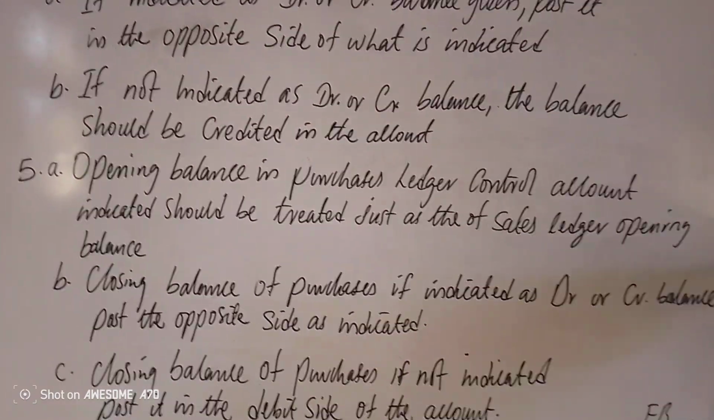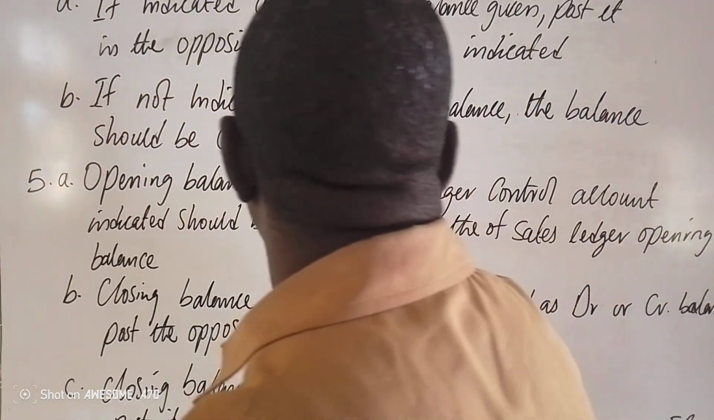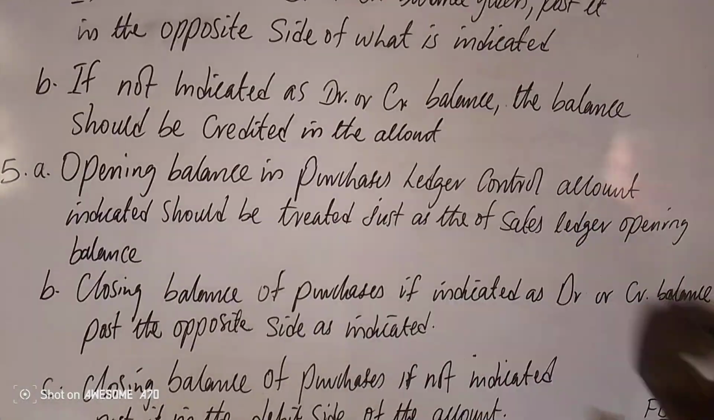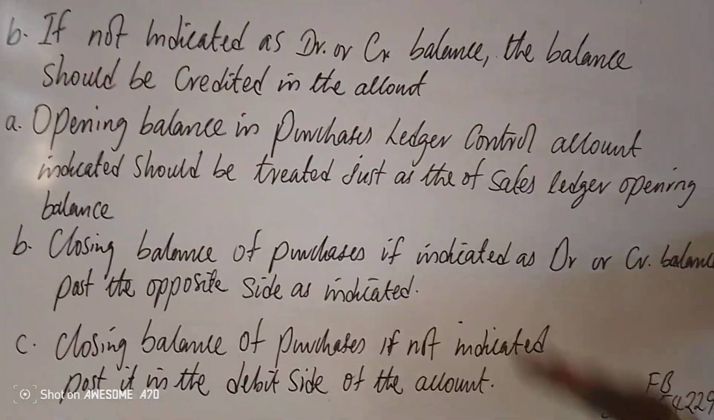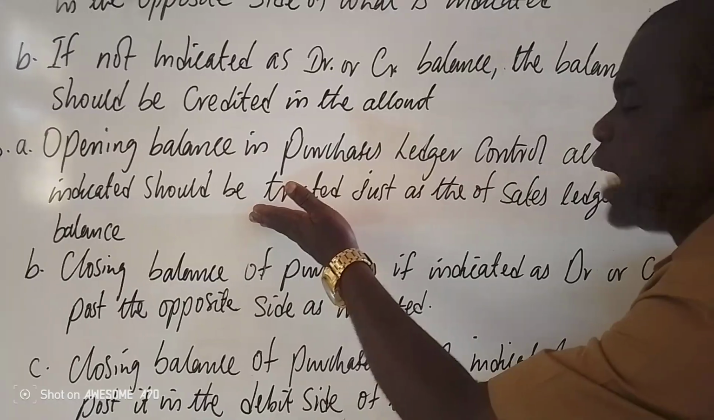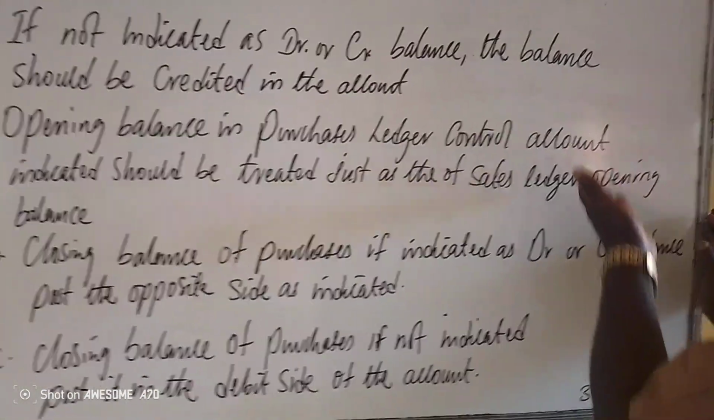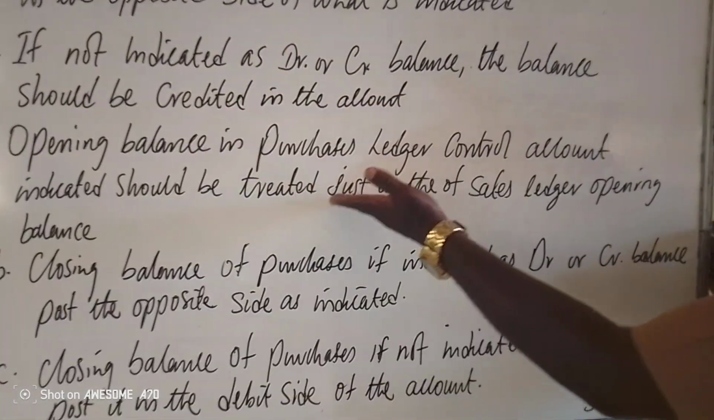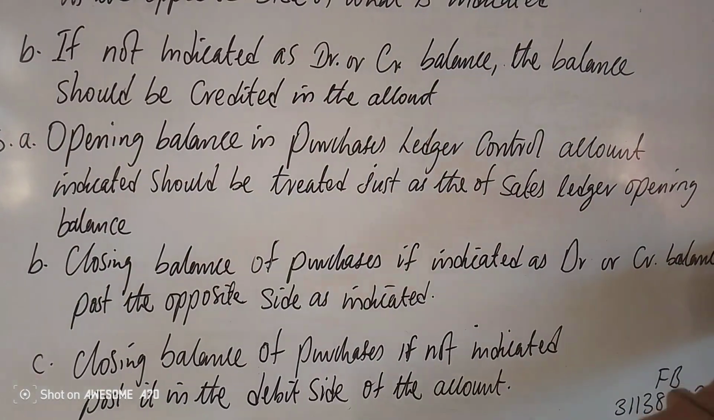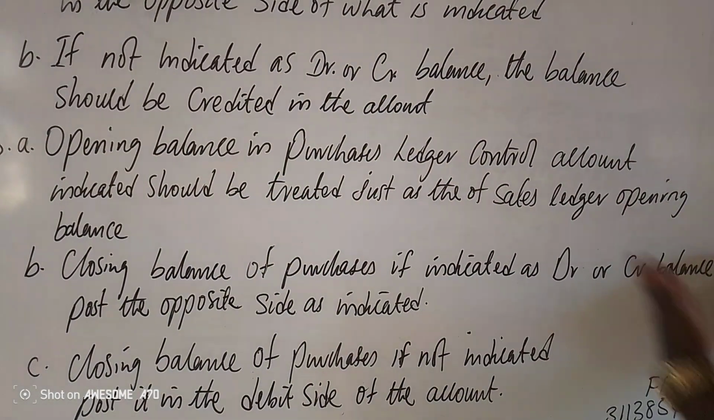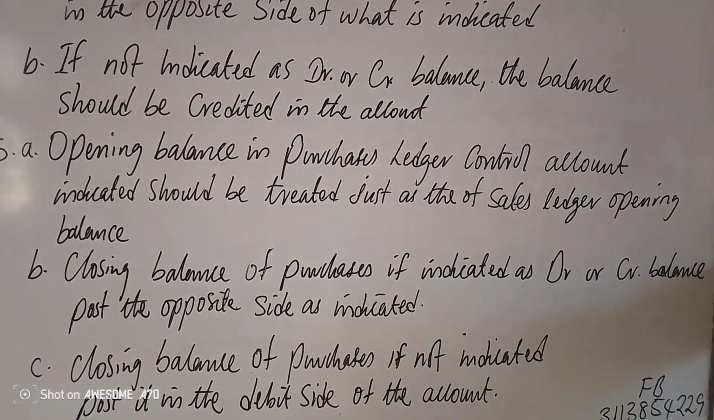Let's go to the last one, which is opening balance of purchases ledger. Here, it is just the opposite of account receivable. If you are able to understand how the opening balance of sales is treated, this is just the opposite. We are saying that the opening balance of purchase ledger control account indicated should be treated just as that of the sales. Meaning, if it's indicated as debit, post it debit. If indicated as credit, post it credit.